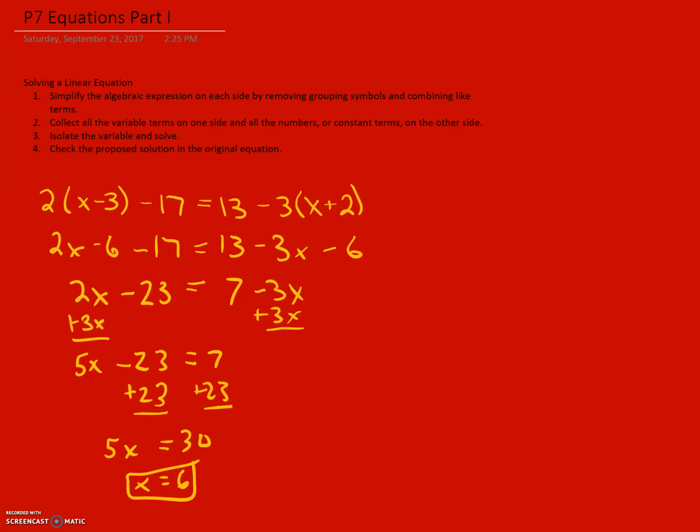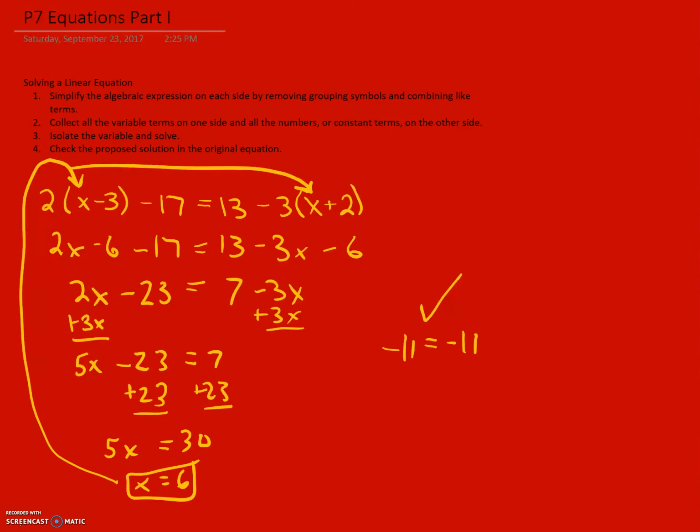Okay. So you got some of those problems just to practice, not many, just to refresh your memory on those. And we also want to make sure that we check our solution is correct by plugging 6 back into the equation. And if you do that, what you should end up with is negative 11 equals negative 11 when you substitute x back into its places. Okay, so that's the first type.